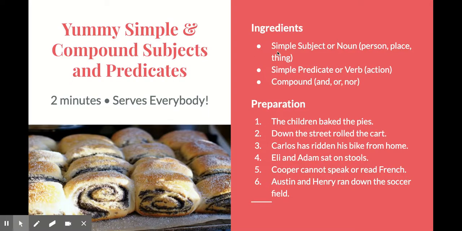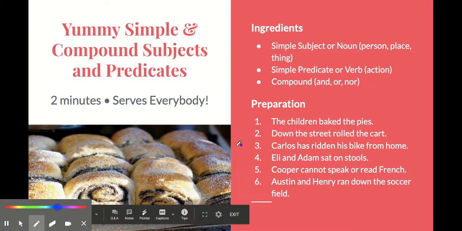A simple subject or noun is a person, place, or thing. A simple predicate or verb is the action in the sentence. What makes a subject or predicate compound are these three words: and, or, nor.